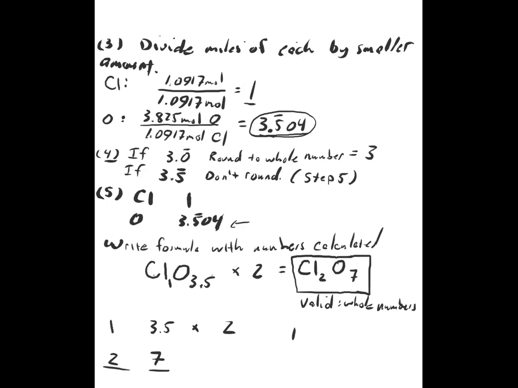1 to 3.5 is the same ratio as 2 to 7. So by changing the chemical formula from 1, 3.5 to 2 and 7, that's a valid step to take because it has the correct ratio. And this ratio is called the empirical formula. Okay, Cl2O7 is what we call the empirical formula. Okay, so it had a lot of steps. It's a kind of challenging but fun problem. Let me show you another example.